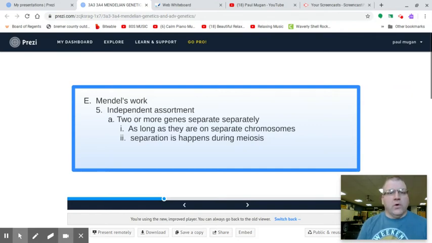So Mendel's work described his second law as independent assortment. What he saw from his data was that these genes didn't have to travel together. Okay, let's take a look.